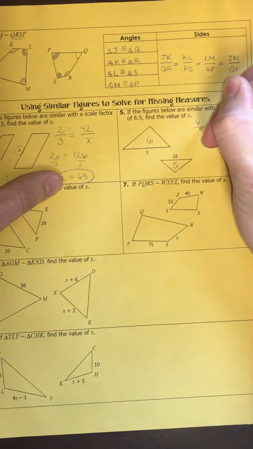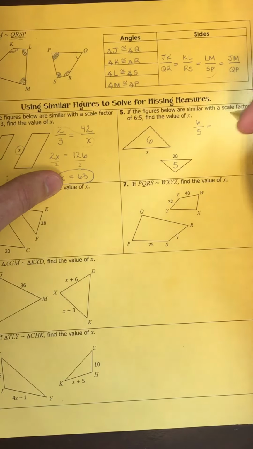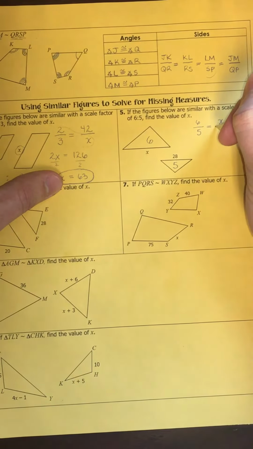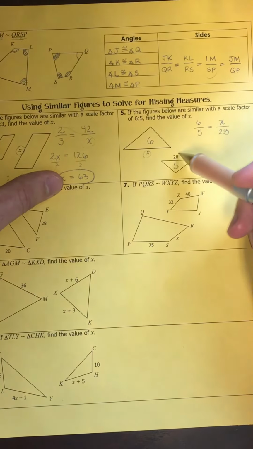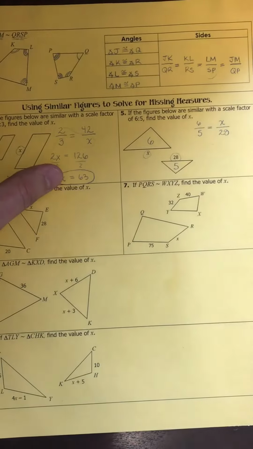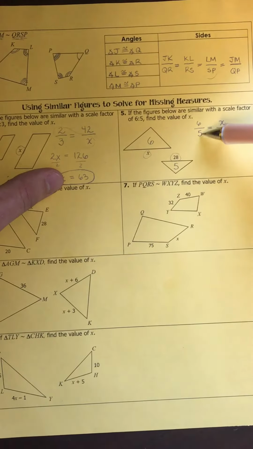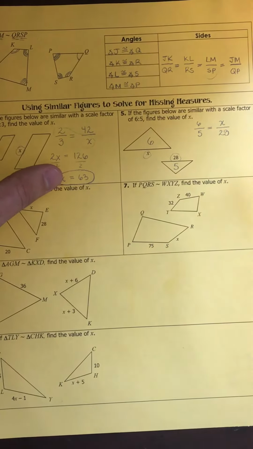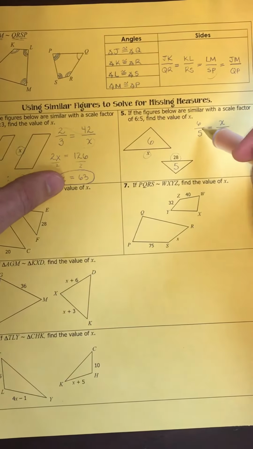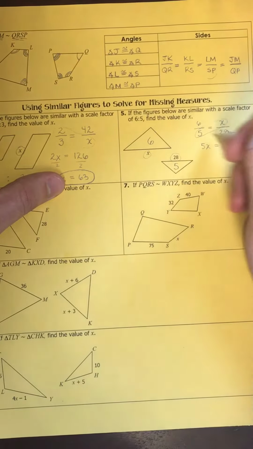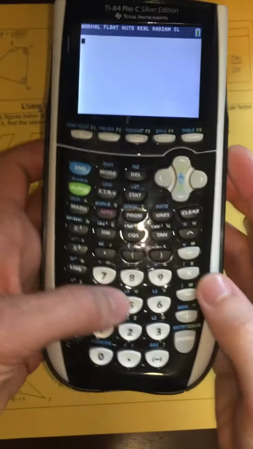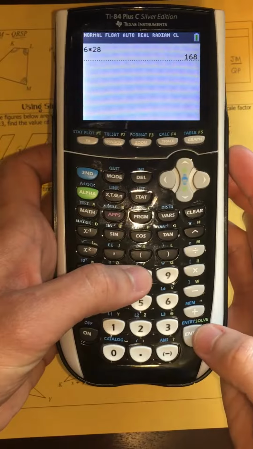My big figure to my small figure is equal to the values within my big figure versus my small figure. Again, that x was in my big figure, the 28 was in my small figure. So big figure to small figure is equal to big figure to small figure. And I've also matched up those corresponding sides. So I'm going to use cross multiplication in order to solve for this. So 5 times x is 5x, all equal to the other two numbers, 6 times 28. So 6 times 28 is 168.